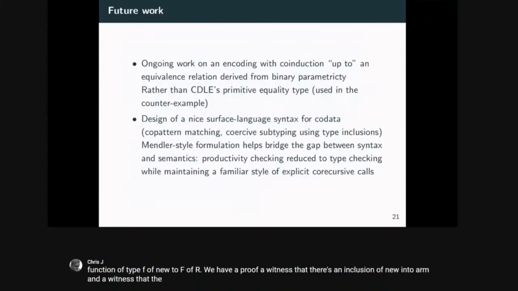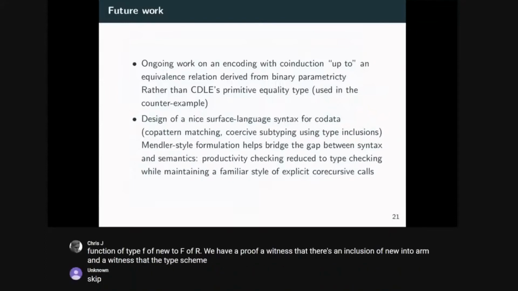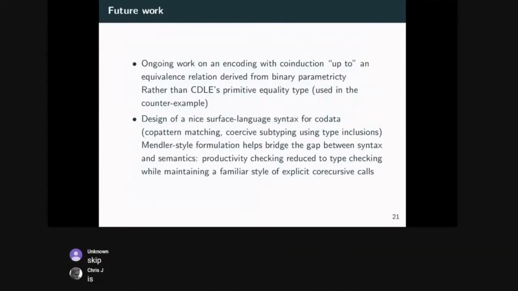But the Mendler-style formulation does help to bridge the gap between syntax and semantics because productivity checking is reduced to type checking while maintaining a familiar style of making explicit co-recursive calls.